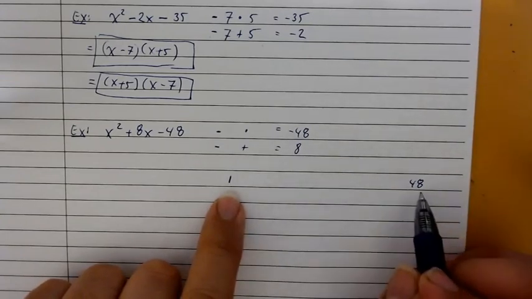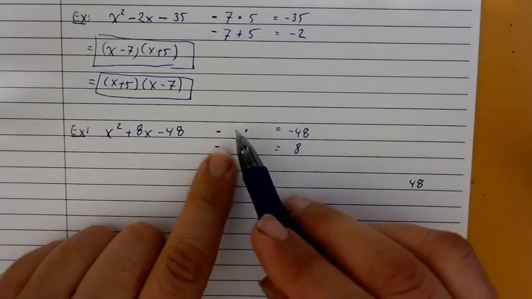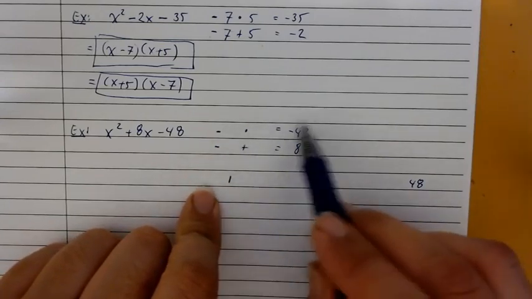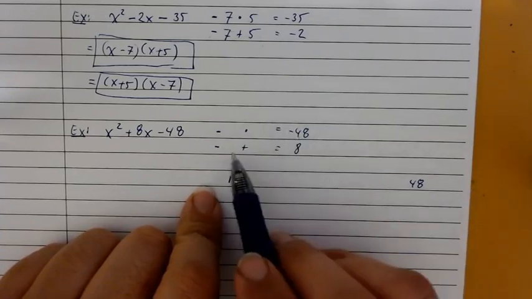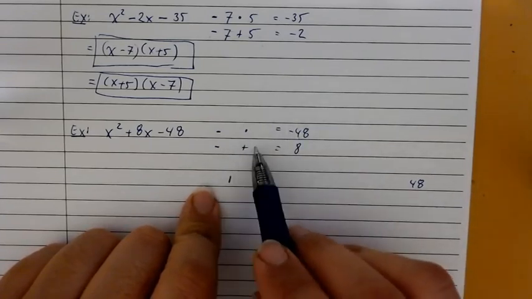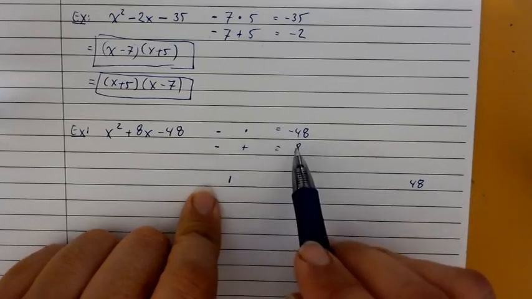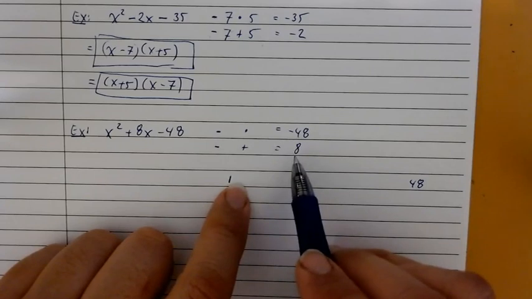All right, so notice right here, if I have 1 and 48, if it's either negative 1 and positive 48 or the other way around, yeah, that'll multiply to give me negative 48. But if I have negative 1 plus 48 or negative 48 plus 1, that's not going to give me 8. Okay, so that doesn't work.